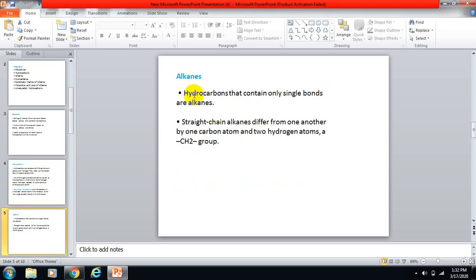Come to the alkanes, A-N-E-S. Hydrocarbons that contain only single bonds are known as alkanes. Straight chain alkanes make a kind of straight roof. Straight chain alkanes differ from one another by 1 carbon atom and 2 hydrogen atoms, a CH2 unit again. It will be known as what? Alkanes.